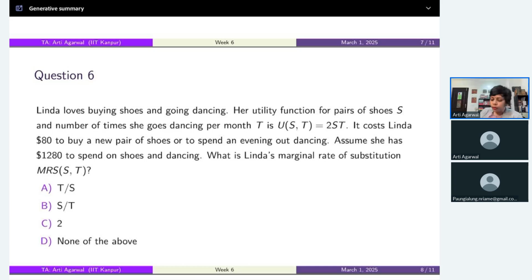So you can say that it takes Linda 1 hour to buy a new pair of shoes, and it takes her the same amount of time to finish one class, or one unit of dancing, however you're measuring it: 1 unit, 1 class, 1 hour, whatever. So you do the same kind of optimization problem. It is not in any way different from whatever we have done. Let me see if I can find that question. Just give me a minute.